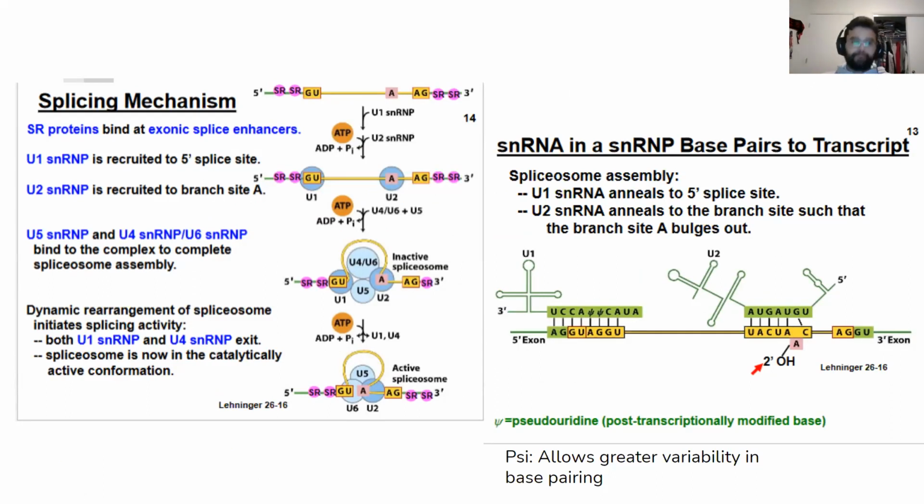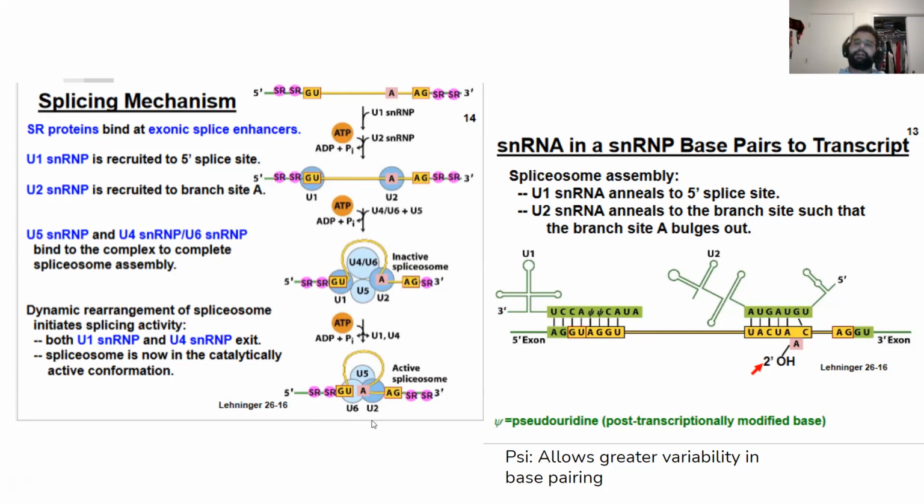So our U1 snRNP is going to be recruited to the 5' splice site, and our U2 is going to be recruited to our branch site A. Our U5, U4, U6 are going to bind to the complex to complete that spliceosome assembly. And then our U1 and U4 are going to leave, leaving U5, U6, and U2, which is our active conformation, right?